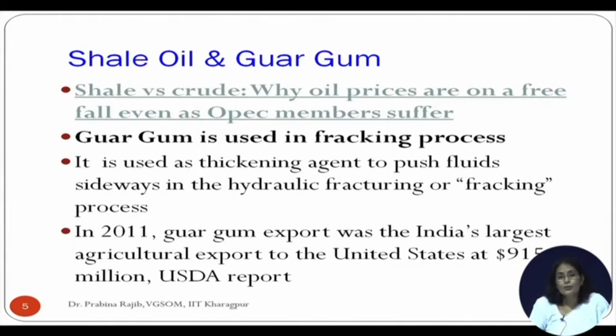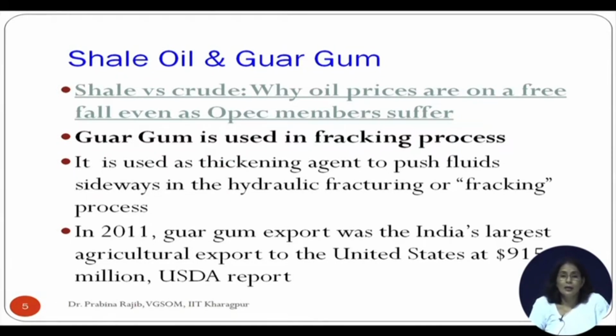If you recall, I discussed in some earlier sessions about guar seed and guar gum futures being traded at the National Commodity and Derivatives Exchange. Guar gum is produced from guar seeds, which come from the guar bean, and these are crushed to arrive at guar gum. It's a natural emulsifier, and it is used in the process of hydraulic fracking.